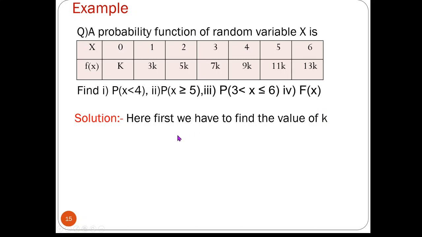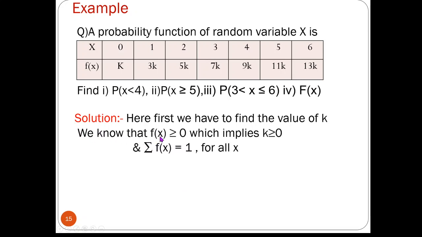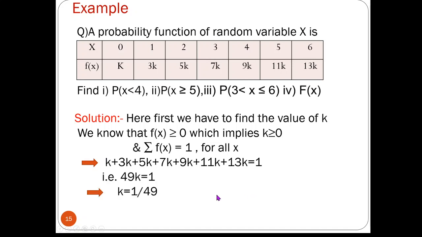Here we will first find the value of k, because all the probabilities are given in terms of k and k is an unknown number. So we know that the probability function f of x is always greater than or equal to 0, which implies that k is also greater than or equal to 0, and the summation of all f of x, if we take the summation of all these probabilities, is equal to 1. So with this fact, if we take the sum of all these probabilities and equate it with 1, we get the value of k, which is 1 by 49.